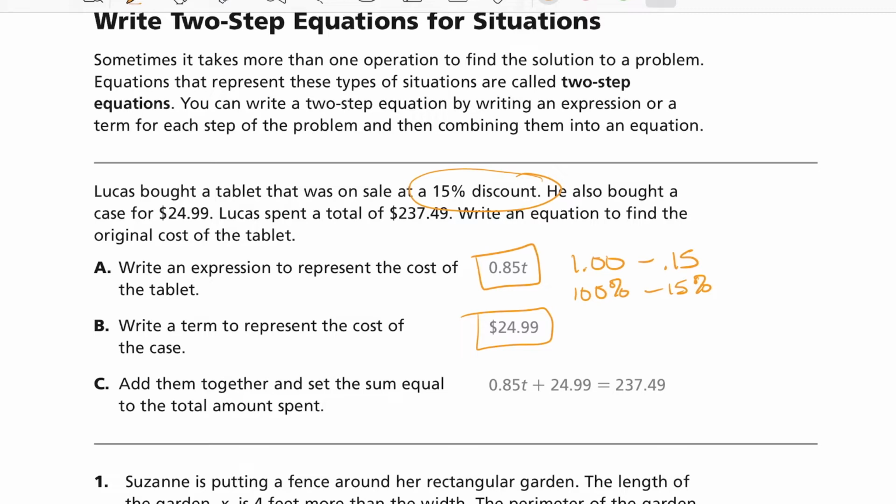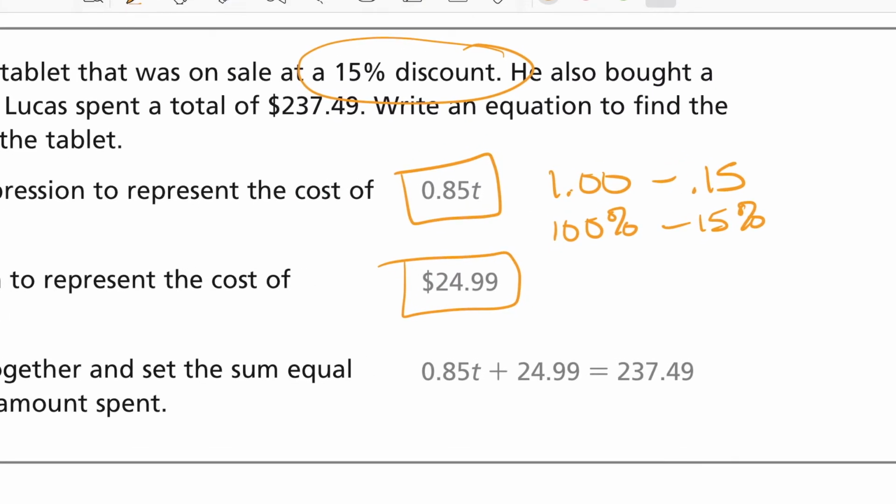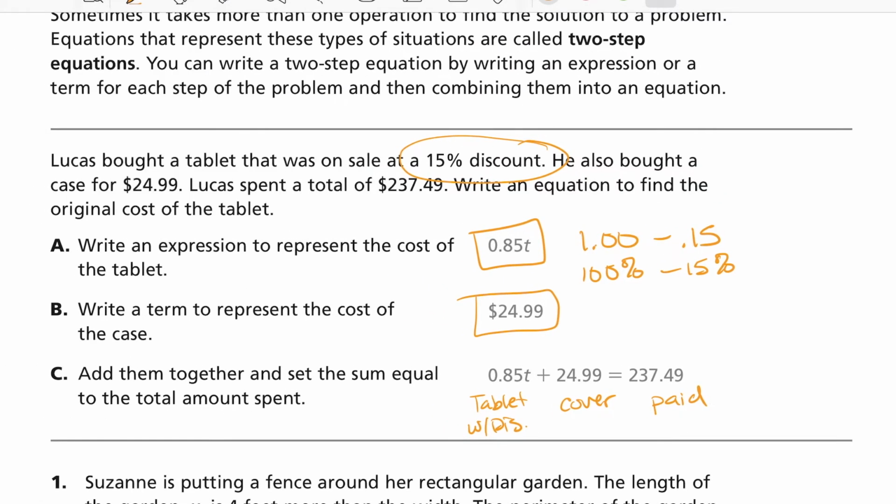And then to write an equation to find the original cost would be here. So here's your tablet with your discount. Here is your cover. And then this is how much you paid. Now, it doesn't say to solve, it just says write an equation. So for this lesson, that is your final answer. Don't combine any like terms. They just want it set up as an equation.